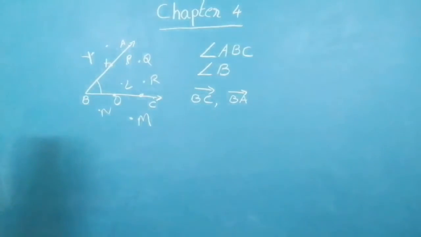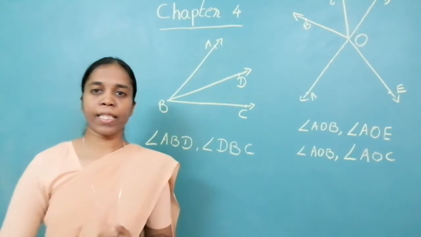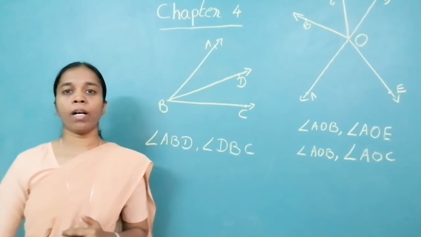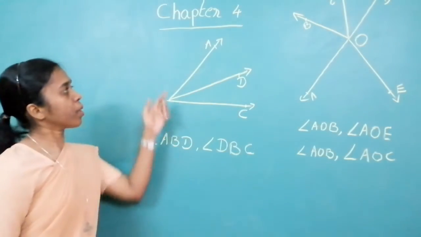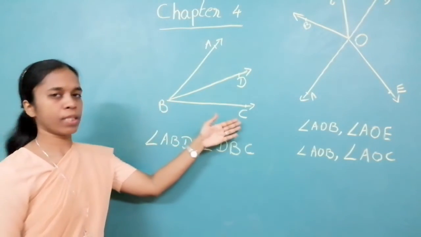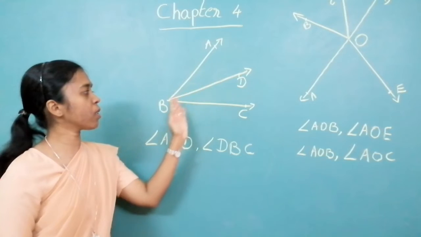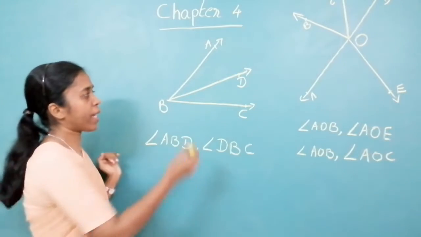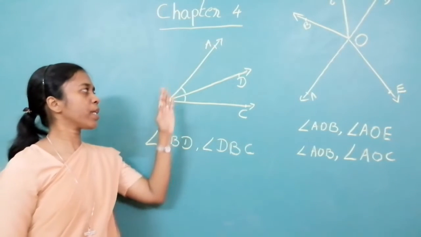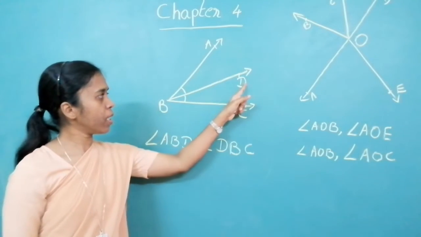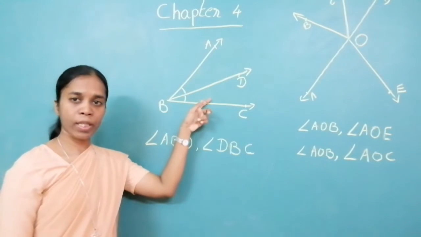Okay. Now we are going to the next part, that is adjacent angles. We are going to see what are adjacent angles. Okay. Look at this diagram. I have angle ABC and I also have one ray over here in the interior of the angle which is named as BD. So if I look at it, I can see two angles over here. Okay, these are my two angles. Angles ABD and angle DBC. What is common in these two angles?